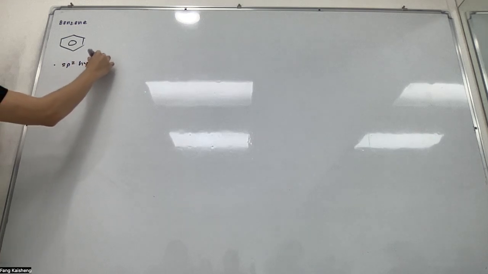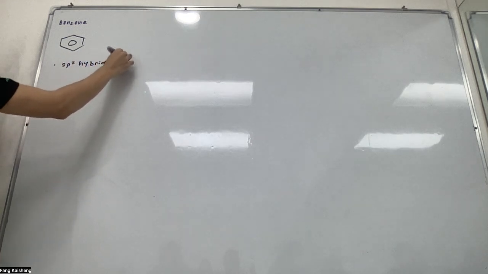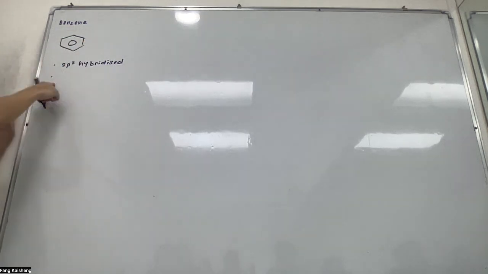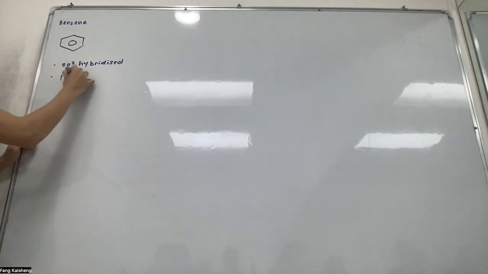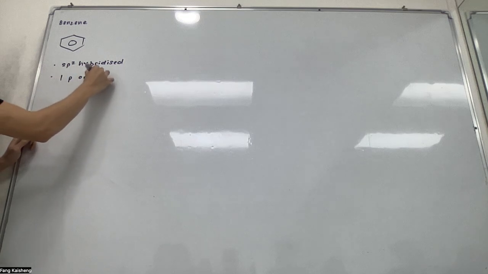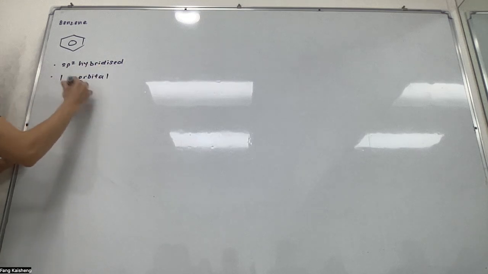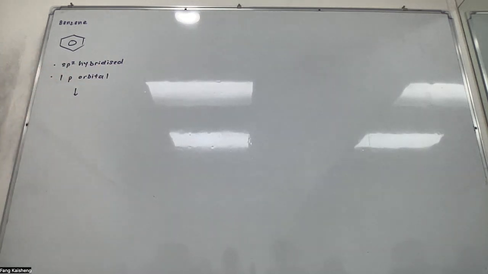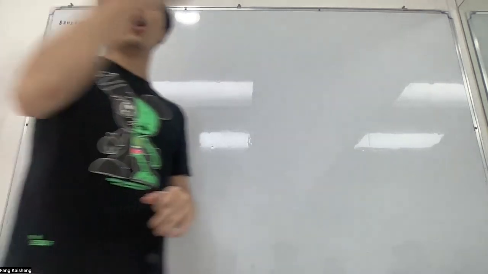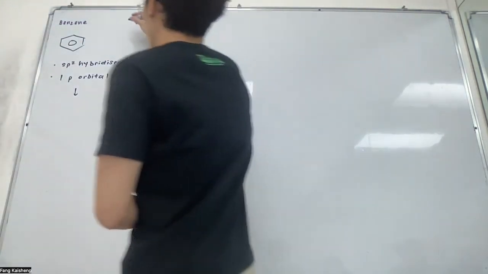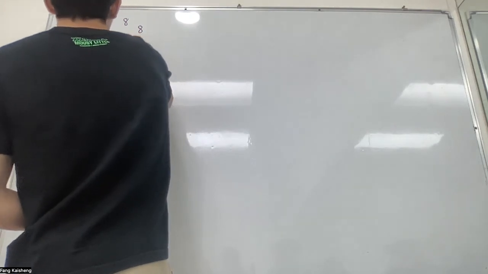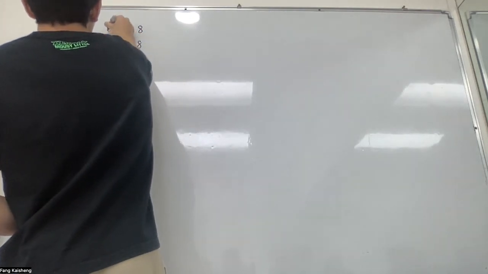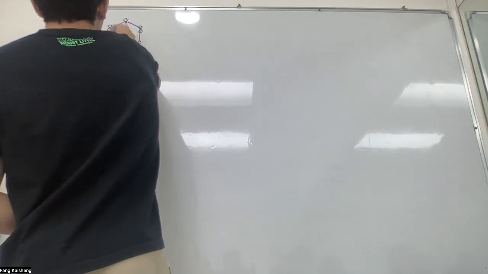If you are sp2 hybridized, what else do you have? Each carbon has, what other orbital does it have? Is it just the sp2 hybridized orbital? You also have a p orbital. More importantly, I'm interested in this p orbital here, because if every single carbon has a p orbital, they can all what? So imagine 6 carbons, all of them have a p orbital arranged in a hexagonal shape, something like this.